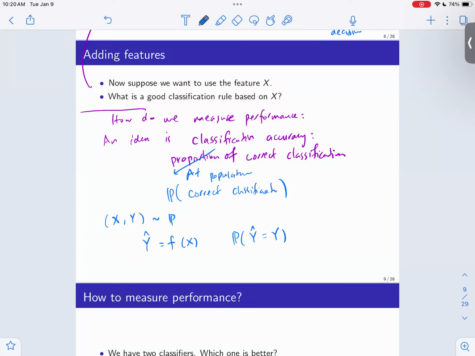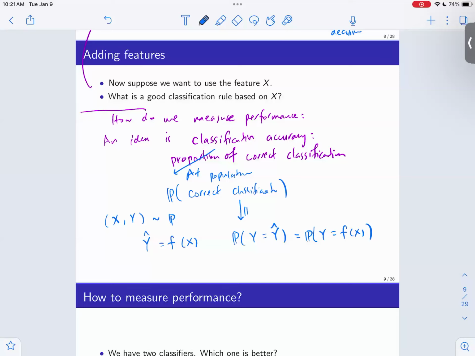The chance that y hat is equal to y, or if you want, the probability that y is equal to f of x. So assuming x is fixed, I draw a pair, apply f to x, and see if it matches y. That's an event, it has a probability. So this is the probability of correct classification. 1 minus it is the probability of misclassification, or misclassification rate.